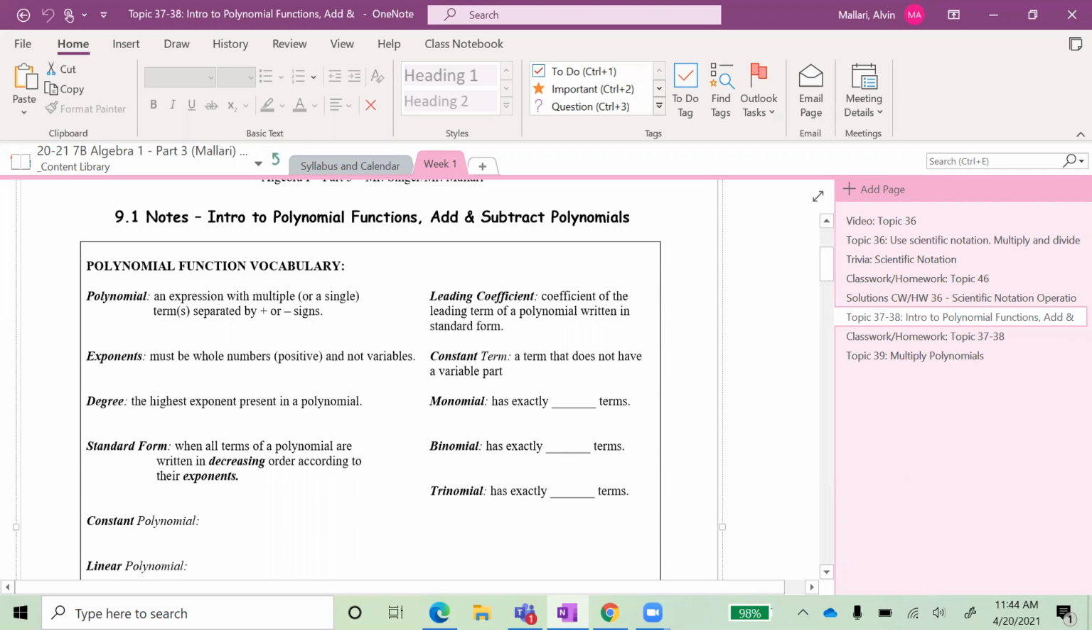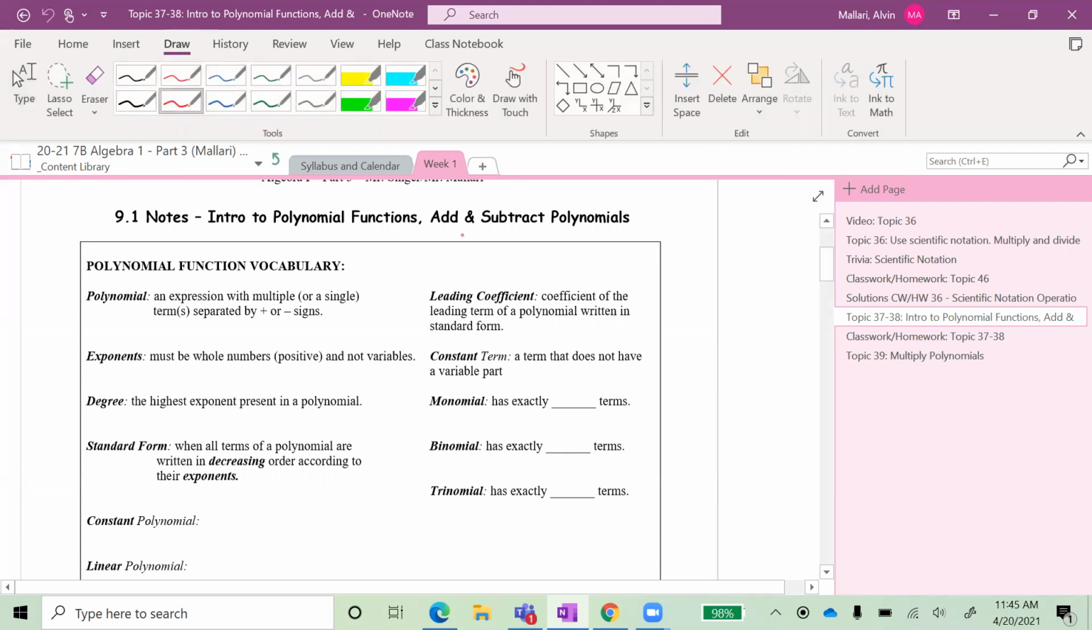The polynomial is said to be in standard form when all the terms are written in decreasing order according to their exponents. Leading coefficient is the coefficient of the leading term of a polynomial written in standard form. Let's have an example for that one. Supposing I have 2x squared plus 7. Okay, so the leading term in here is obviously the first term, 2x squared. All right, the coefficient of this leading term is going to be the number in front of the variable part.